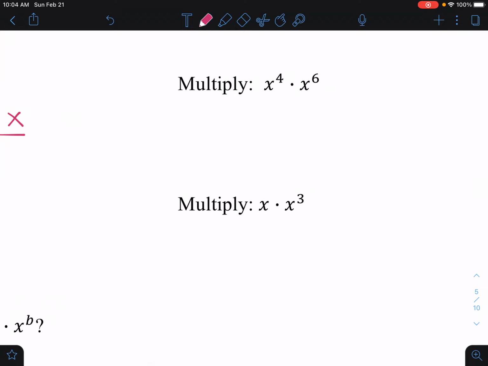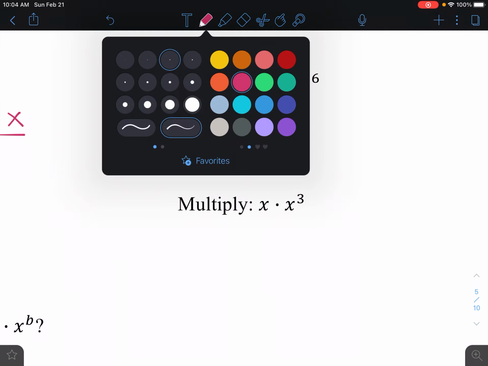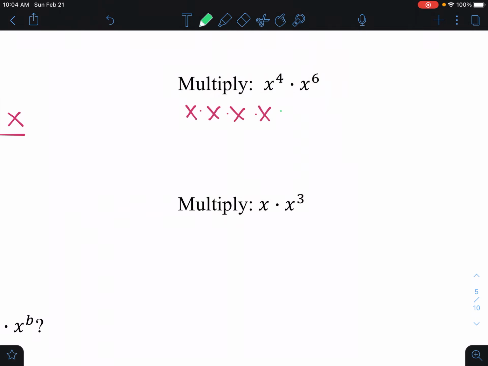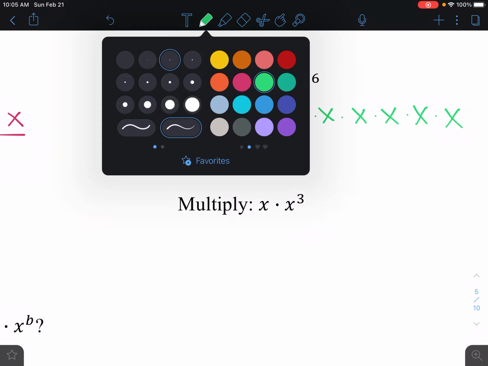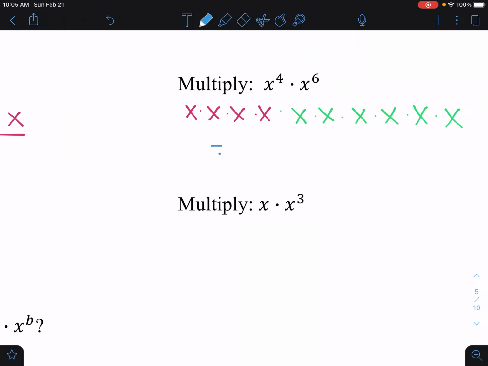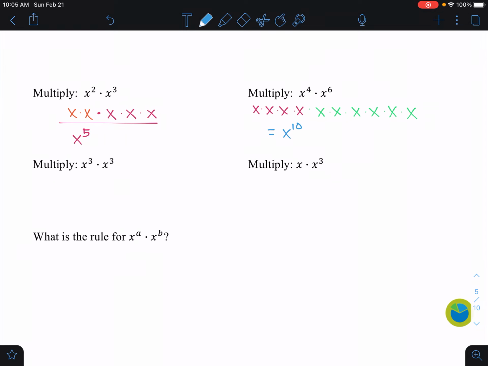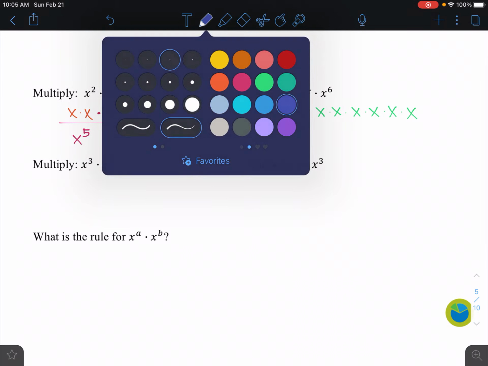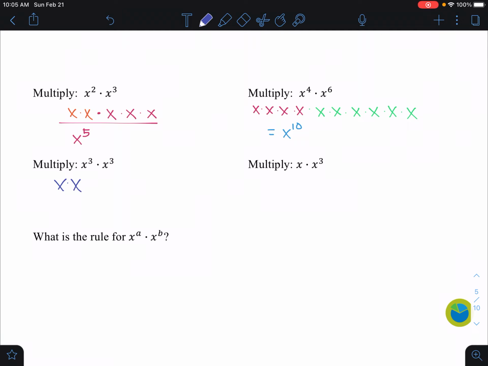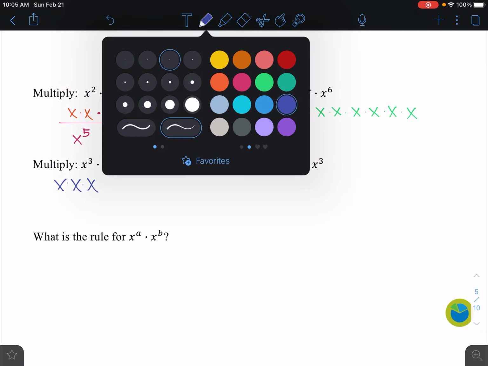All right, well, how about this? I have x times x times x times x, which is x to the 4th, and times, there's 6 x's here, so I'm going to write 6 of them, and now I can just count to see how many I have total, right? Looks like I have 4 and 6 there, that's 10, so this is equal to x to the 10th power. And as we continue this, you can probably start to see maybe a shortcut here that I could do.